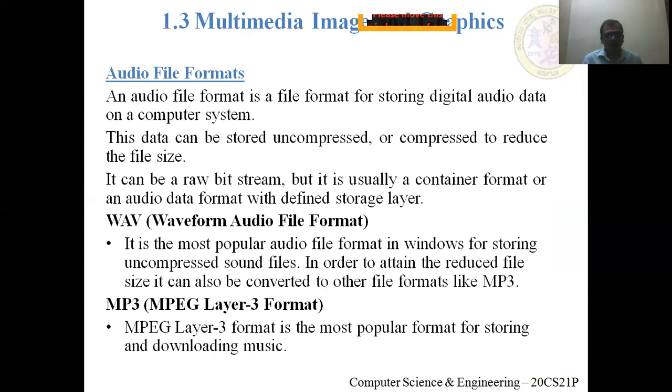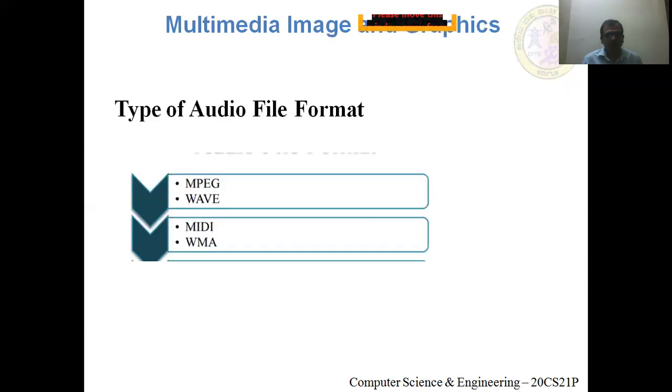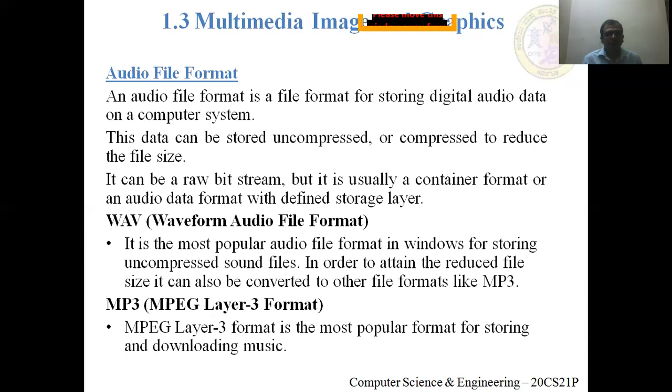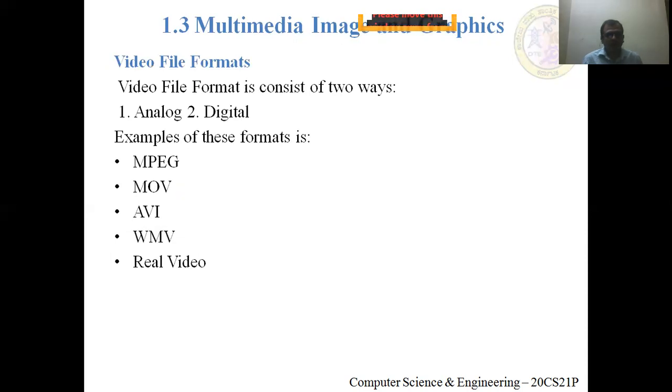WAV stands for Waveform Audio File Format. It is the most popular audio file format in Windows for storing uncompressed sound files. In order to attain a reduced file size, it can also be converted into other file formats like MP3. MP3 stands for MPEG Layer 3 format. It is the most popular format for storing and downloading music. The types of audio file formats: MPEG, WAV, MIDI, and also WMA. So these are the different audio file formats like WAV, MP3, and also MIDI.